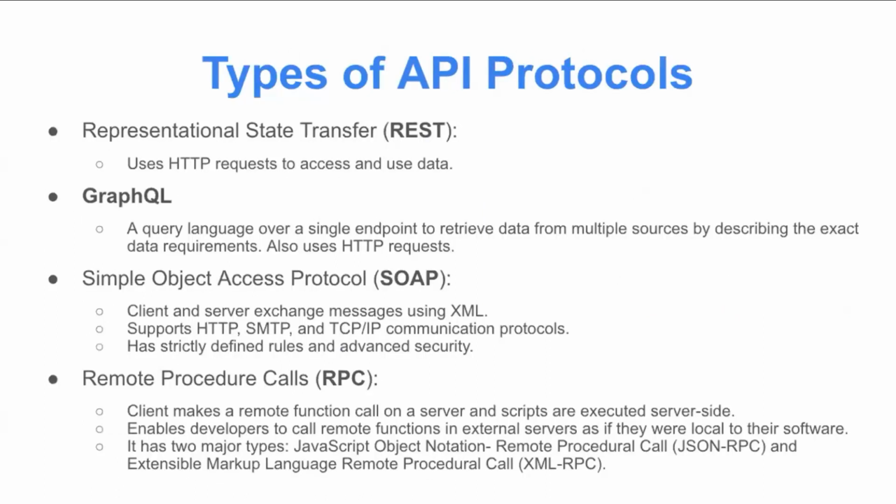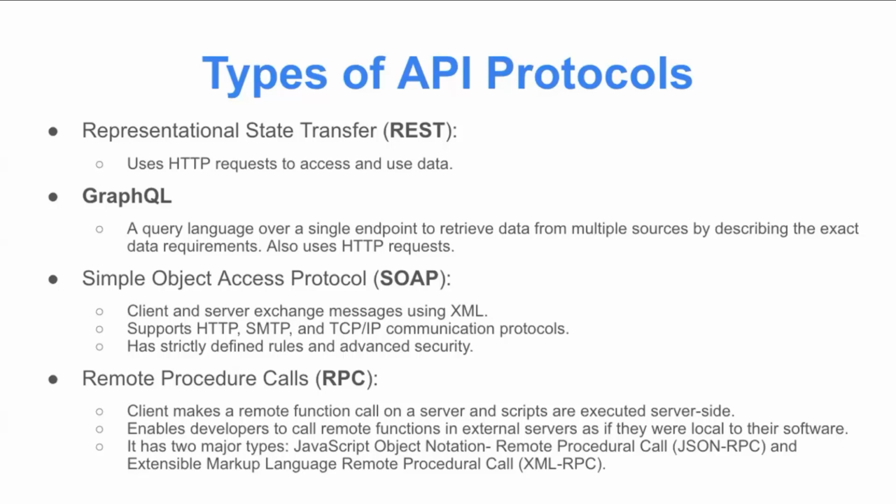There are four popular types of API protocols that are currently used. So we have the representational state transfer, or REST, GraphQL, SOAP, and RPC API protocols. I will cover the more commonly used REST and GraphQL API protocols in this lecture, and just briefly go over what SOAP and RPCs are. REST APIs are APIs that use hypertext transfer protocol, or HTTP requests, to access and use data using CRUD operations. CRUD being create, read, update, and delete.